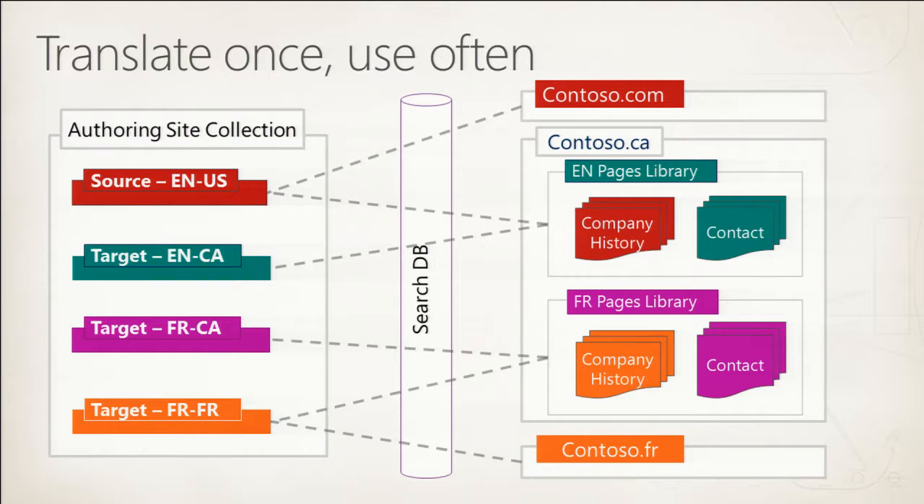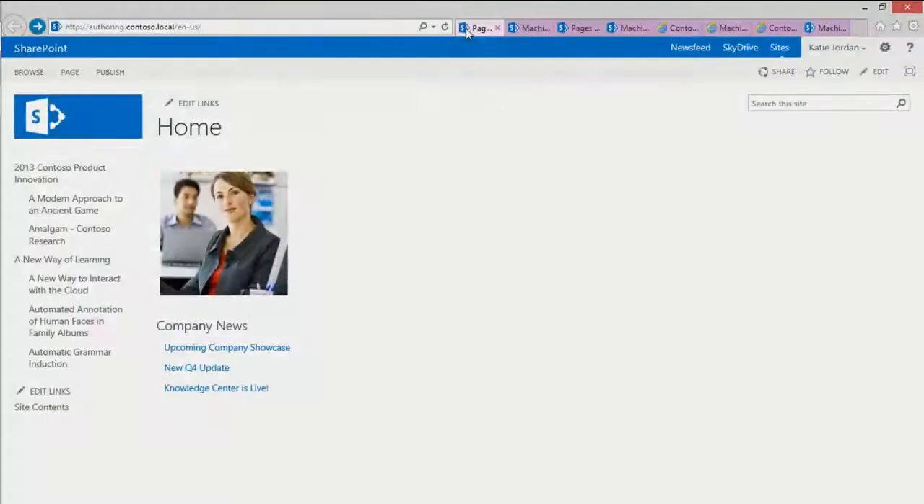OK. So let's show you that. So I'm here in the authoring.contoso.local site that we just showed you. And there are a ton of pages here. This is, like Kate said, where the majority of the English US content is. But there are a few extra pages just for Canada.